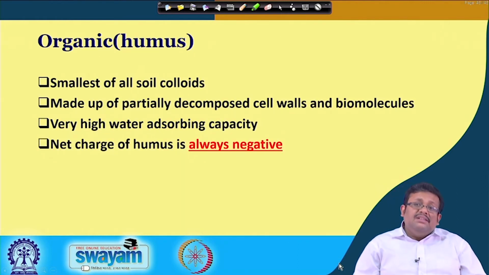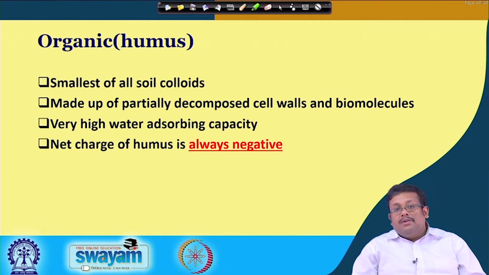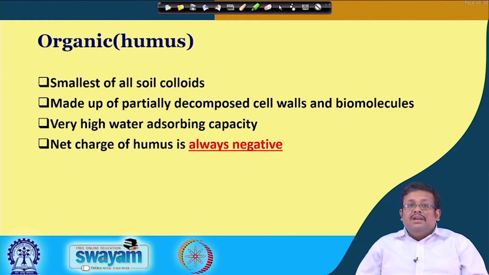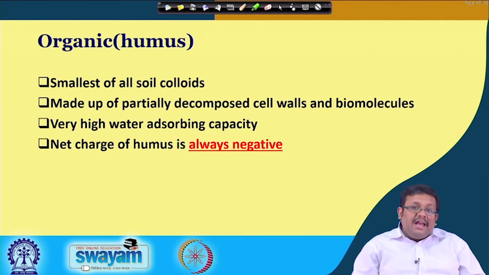So the final one, the organic one, is humus. This is the smallest of all soil colloids, and these are basically made of partially decomposed cell walls and biomolecules. We will discuss their structure later in this course, and they have very high water absorbing capacity, and also net charge of humus.